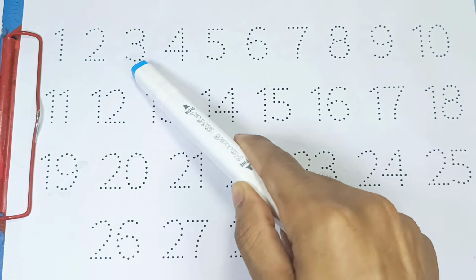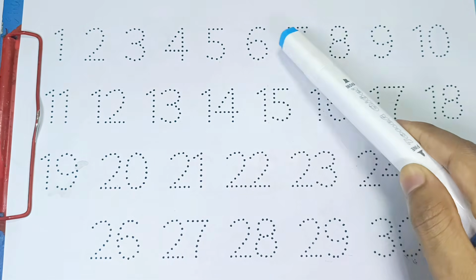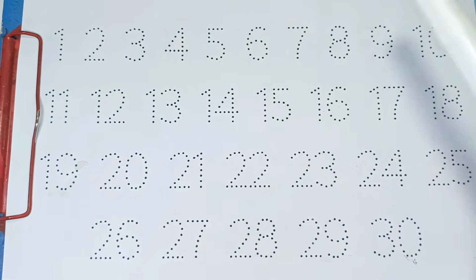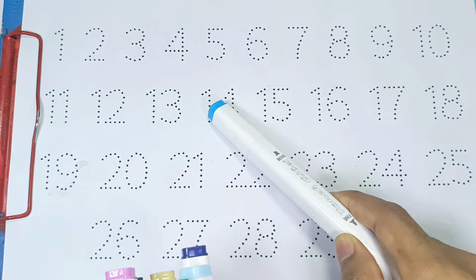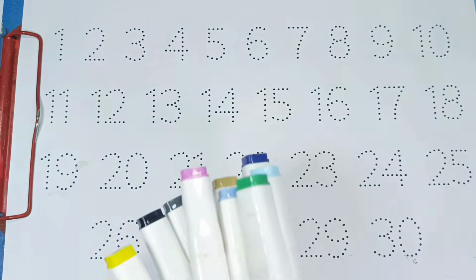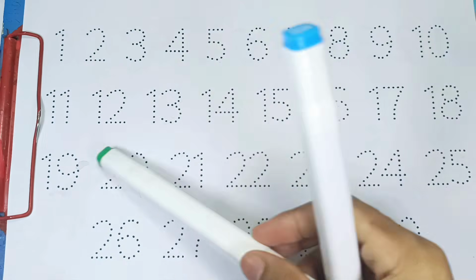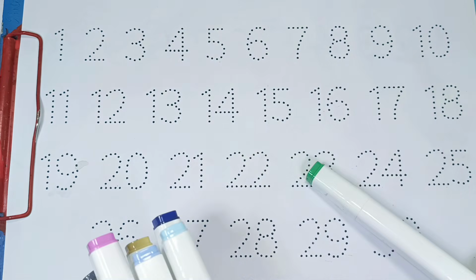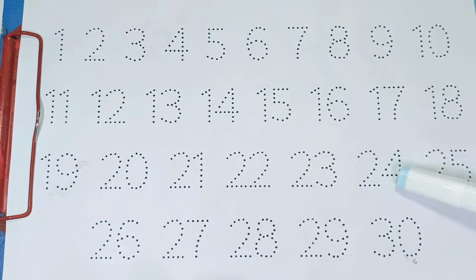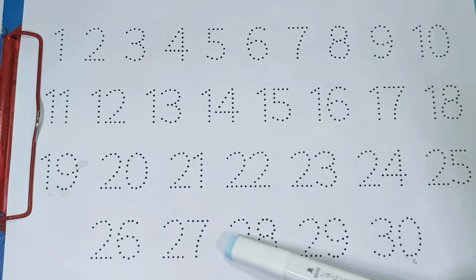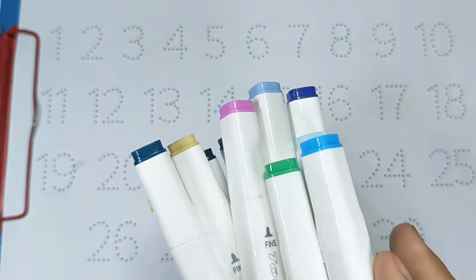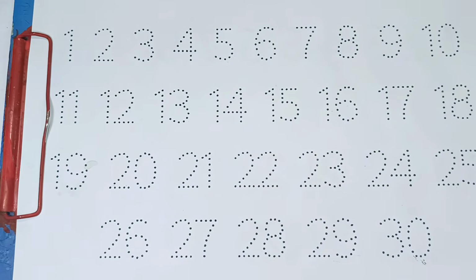1, 2, 3, 4, 5, 6, 7, 8, 9, 10, 11, 12, 13, 14, 15, 16, 17, 18. Kids, the next one is 19, 20, 21, 22, 23. And the next one is 24, 25, 26, 27, 28, 29. And the last one is 30. Now we're writing numbers 1 to 30.